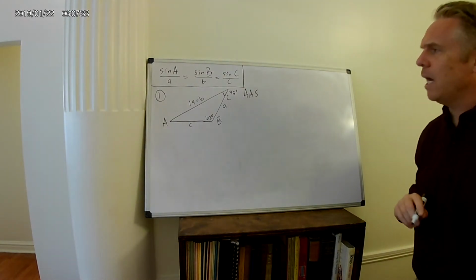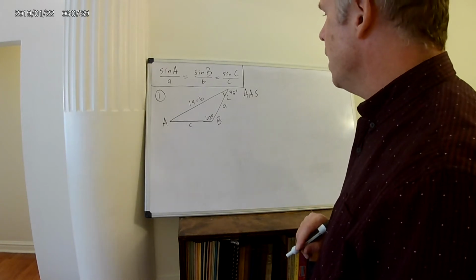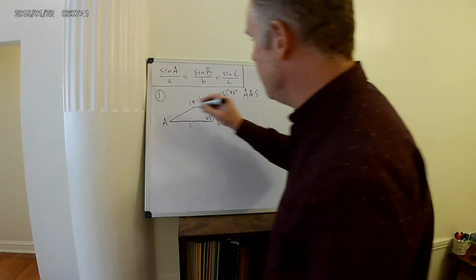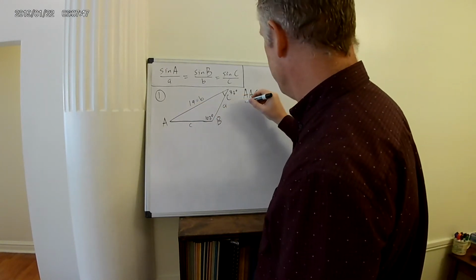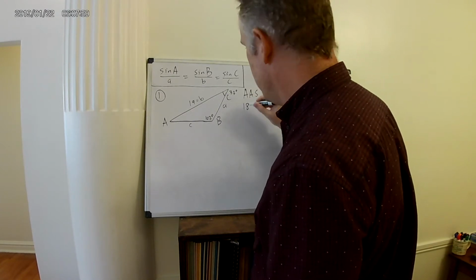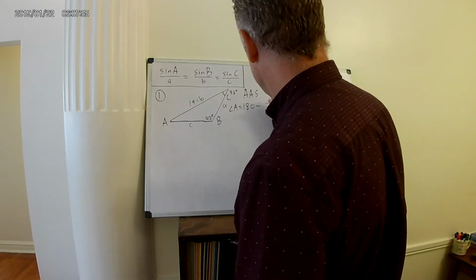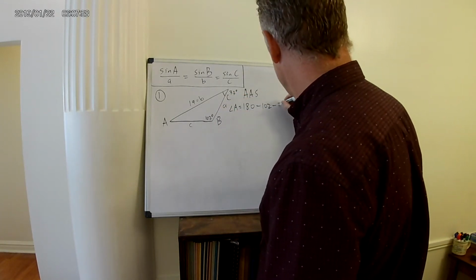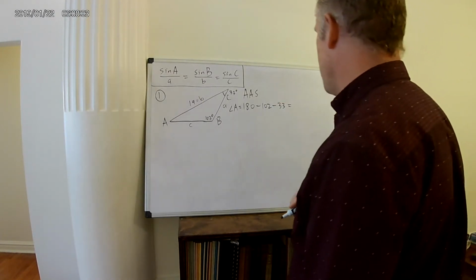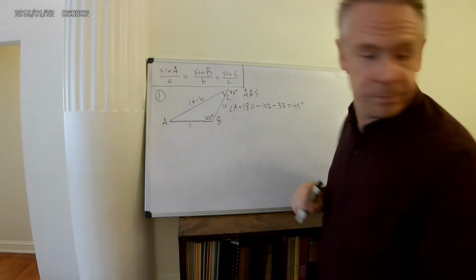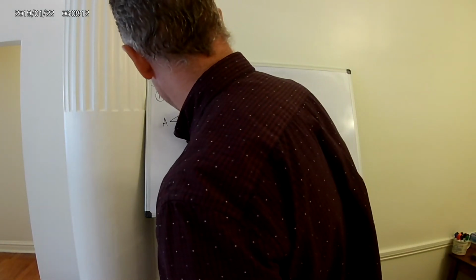Now we're going to apply the law of sines to solve this problem. Before applying the law of sines, I would determine this angle right here. We can determine it quickly because the angles of a triangle add up to 180. So angle A equals 180 minus 102 minus 33 degrees. That's going to come out to 45 degrees. So now I know this angle is 45 degrees.